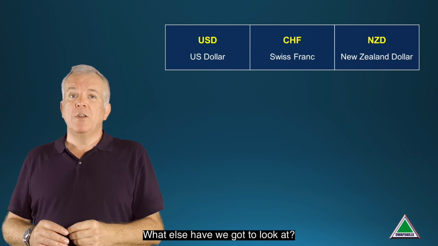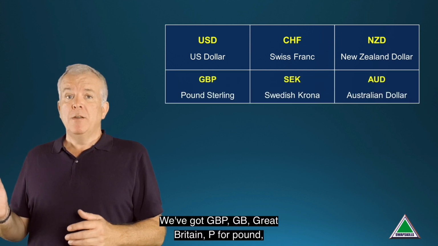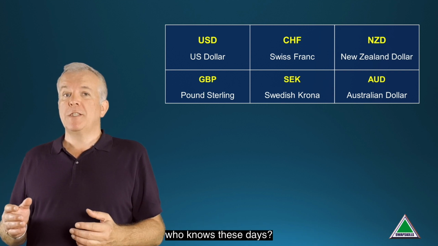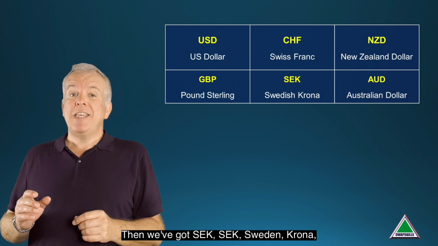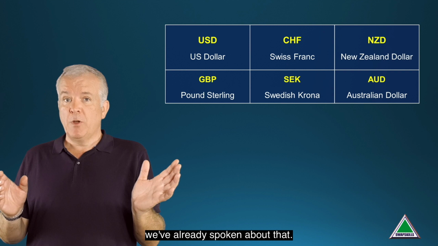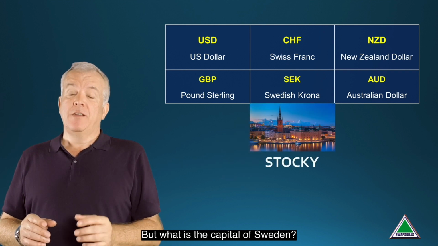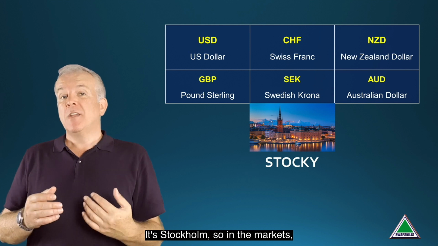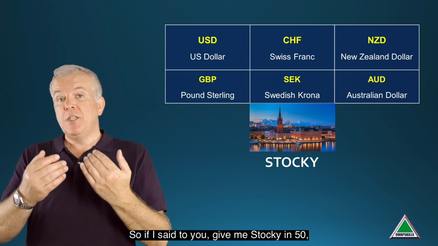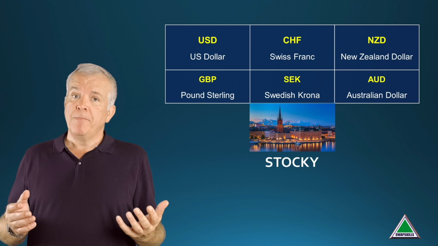What else have we got to look at? We've got GBP. GB, Great Britain. P for pound, the Great British Pound. Maybe, maybe not, who knows these days. Then we've got SEK. SEK, Sweden, krona, we've already spoken about that. But what is the capital of Sweden? It's Stockholm. So in the markets, we refer to this currency as the stocky. So if I said to you, give me stocky and 50, I mean 50 million Swedish krona.